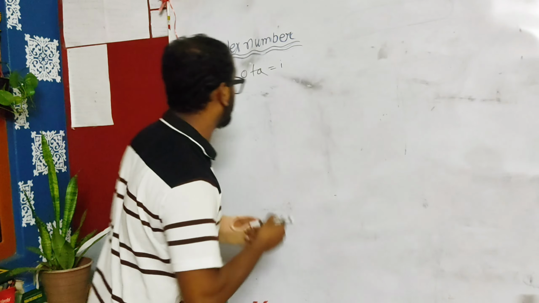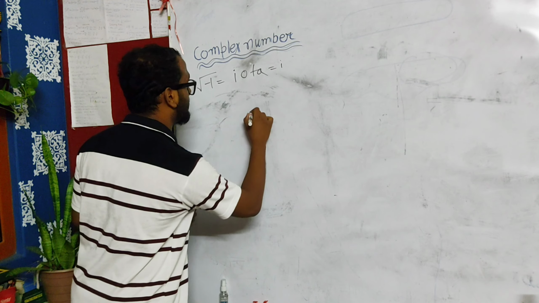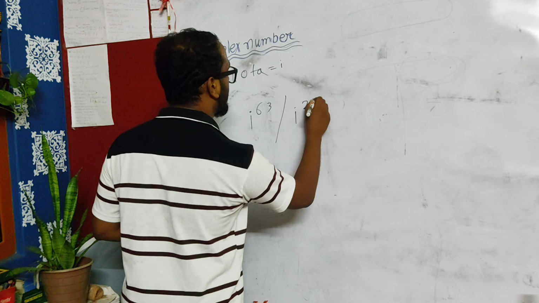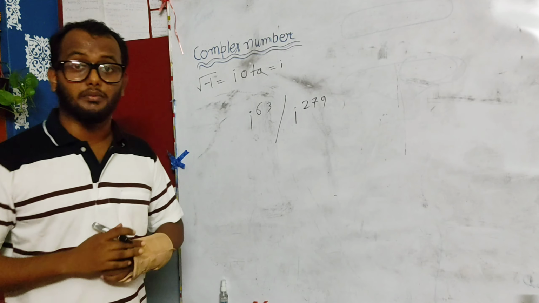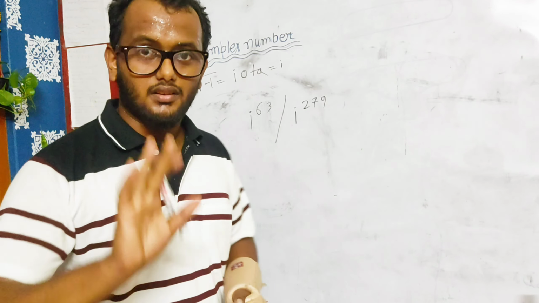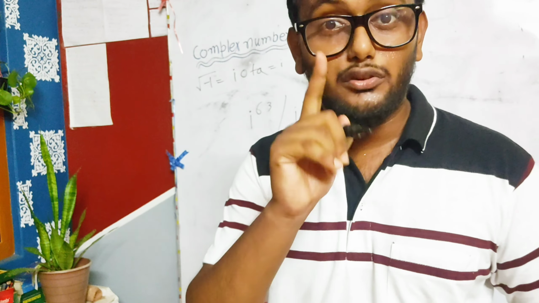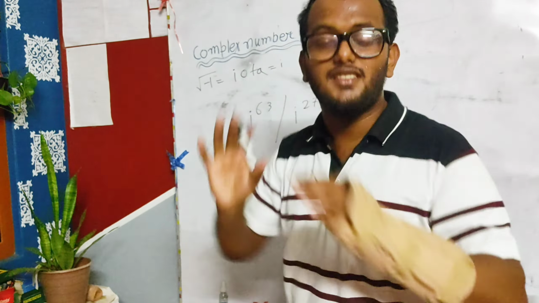In the book you may see some problems like that: i to the power 63 or i to the power 279. Such big problems. How are you going to solve this one? Listen to me. If you know the value of i square, i cube, i to the power 4, then you can solve any type of problem. Understood? How? See this one.